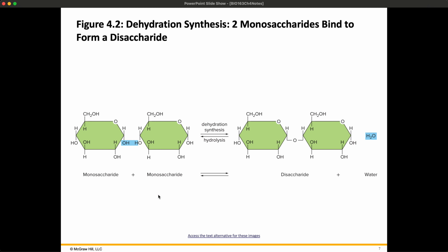These next couple of slides are just figure descriptions of that. So you can see dehydration synthesis here going to the right. You're removing this water molecule from these two monosaccharides to create a disaccharide and that free-floating water.